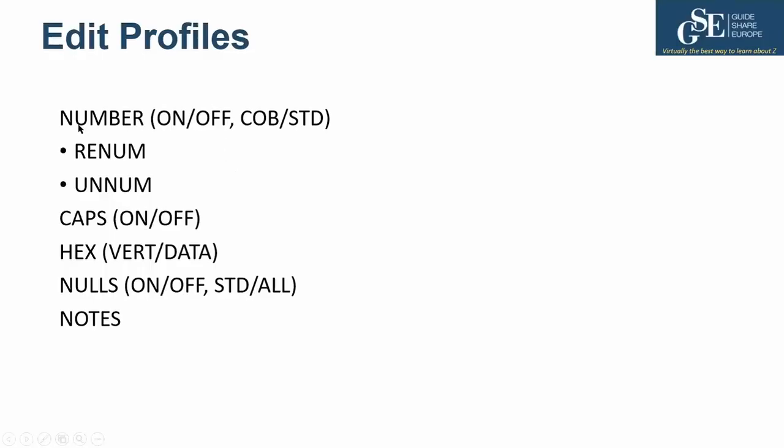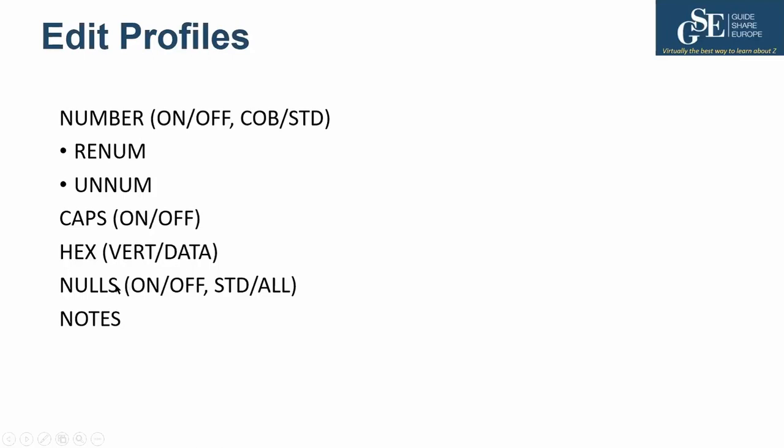We touched on the edit profiles. There are a number of different things up there. One of them is number. You can turn that on. This affects your sequence numbers. You can do renum and unnum as other commands, and turn caps on and off. Hex can be turned on by default as vertical, and otherwise data. I'll show you a quick example.